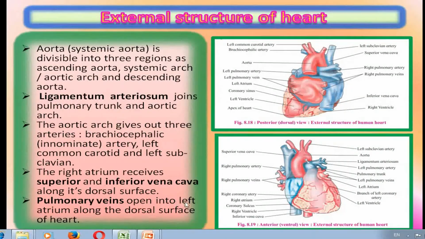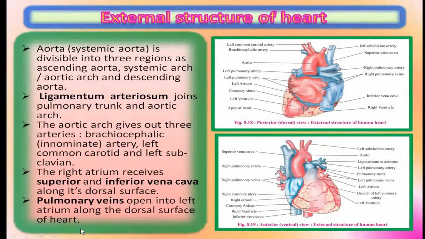Pulmonary veins open into the left atrium along the dorsal surface of the heart. This is the pulmonary vein, which opens into the left atrium, and this is the dorsal view or dorsal surface of the heart. The external structure of the heart we can well explain by this video.